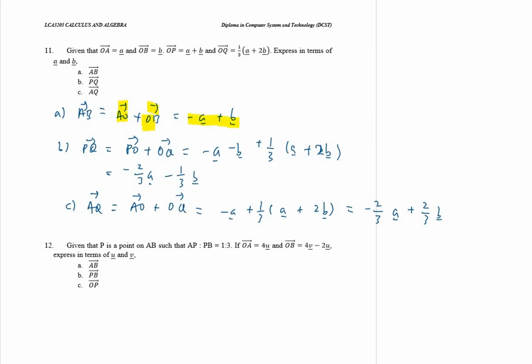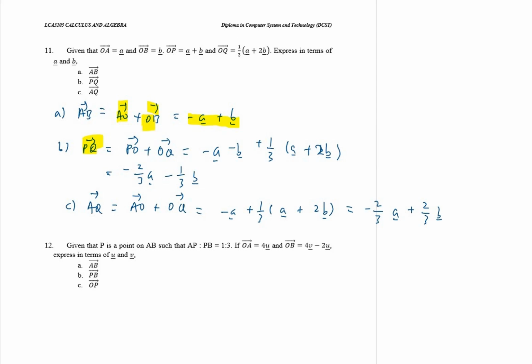Okay, next one, PQ. PQ is PO plus OQ. What is PO? OP is already given as a plus b. So PO is negative a, negative b, plus OQ, which is given as a plus 2b. Simplify everything, and this is what you have.